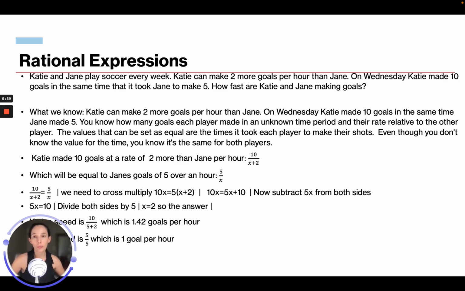So what do we know? We know that Katie can make 2 more goals per hour than Jane, right? Because it tells us this right here. Okay, we know that on Wednesday, Katie made 10 goals in the same amount of time that Jane made 5.